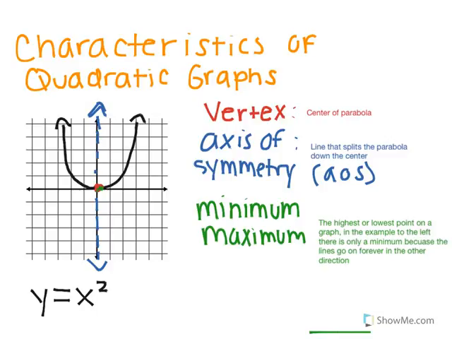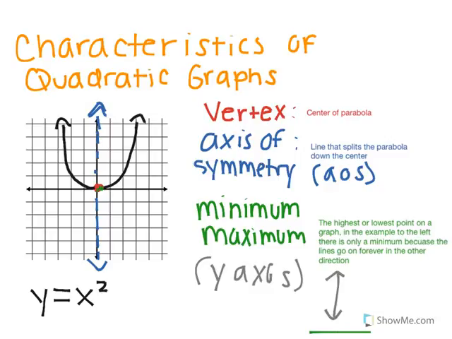Okay, minimum or maximums. It's the highest or lowest point on a graph. In this example, we only have a minimum because the lines go forever in the positive direction, so there is no maximum. The maximum would be like infinity because there is none. And the minimum is 0 because that's the lowest point on the y-axis. You always look at the y-axis for this. It's the lowest point we ever reach on the y-axis.